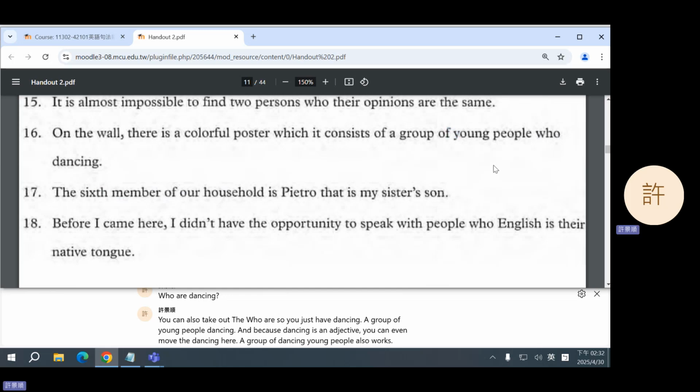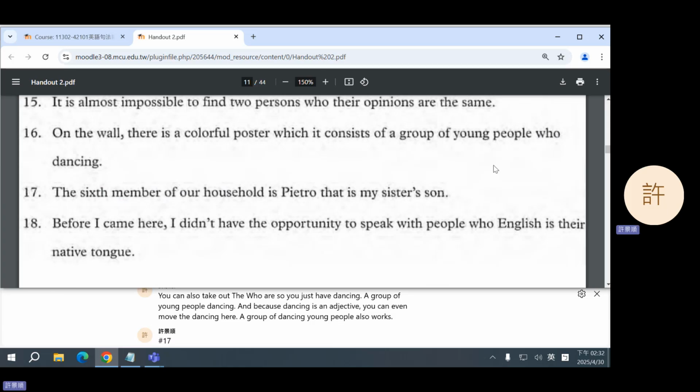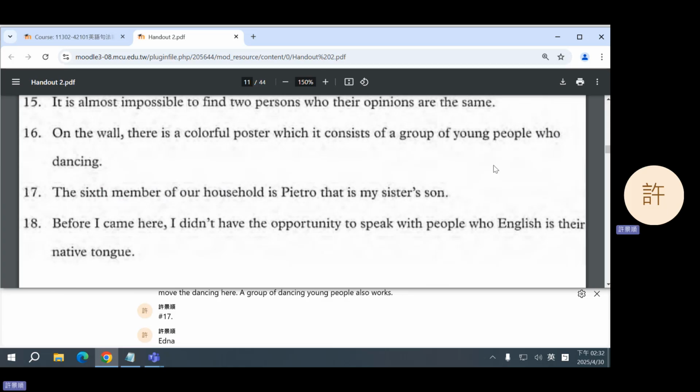Number 17, Edna. The sixth member of our household is Pietro, that is my sister's son. "Who is my sister's son." Do we need a comma? Yes, we do. Pietro, there's only one Pietro. Pietro, comma, who is my sister's son. And you can also take out the "who is." So Pietro, comma, my sister's son also works.